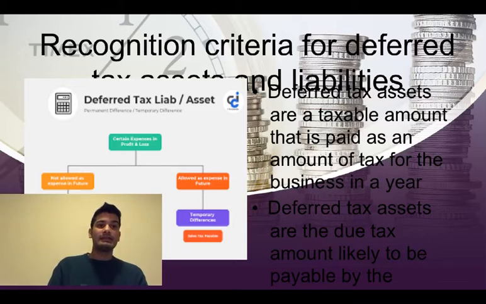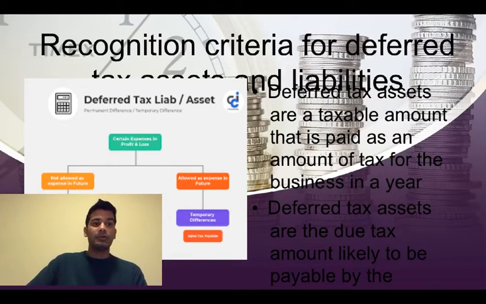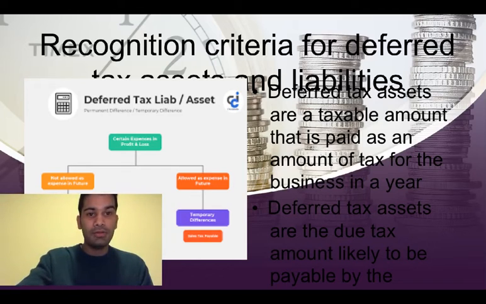It is recognized on the basis of the net differential amount between the carrying amount of an asset and the book value of the asset recorded in the financial statement for the taxable calculation. Moving to the next slide.